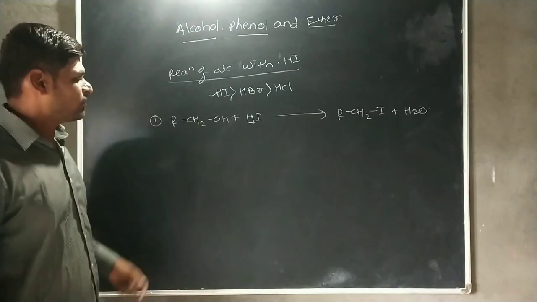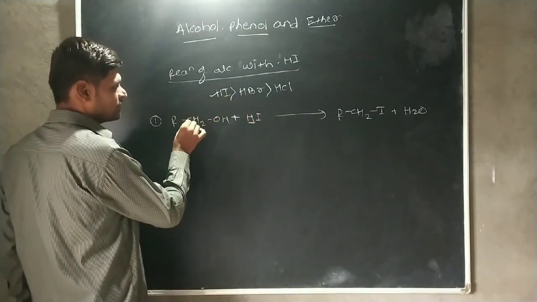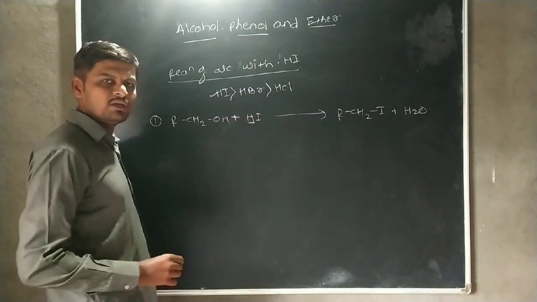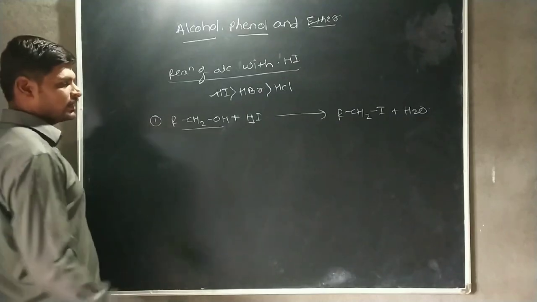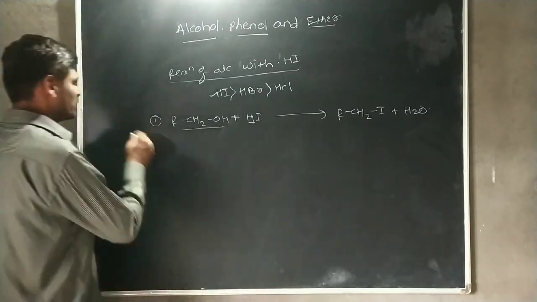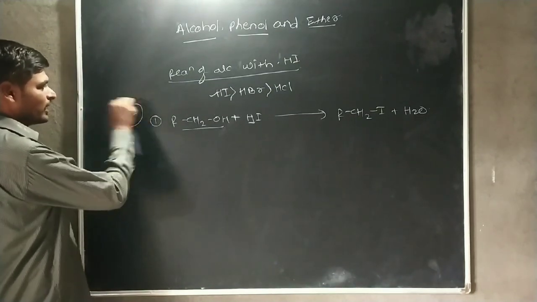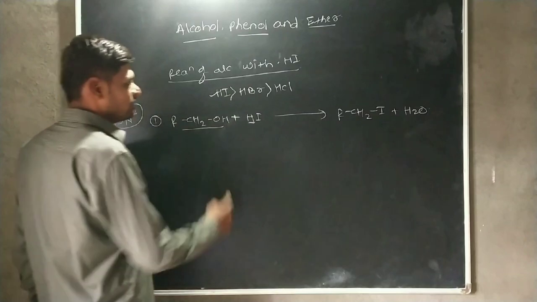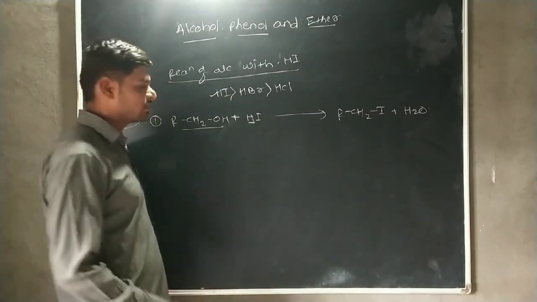After protonation, the I- attaches to this carbon atom, and at the same time the water molecule is eliminated. Since this is a primary alcohol, the reaction with hydrogen halide follows the SN2 mechanism, in which bond making and bond breaking occur simultaneously.